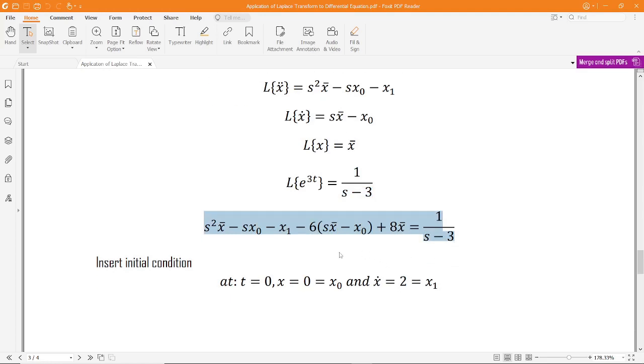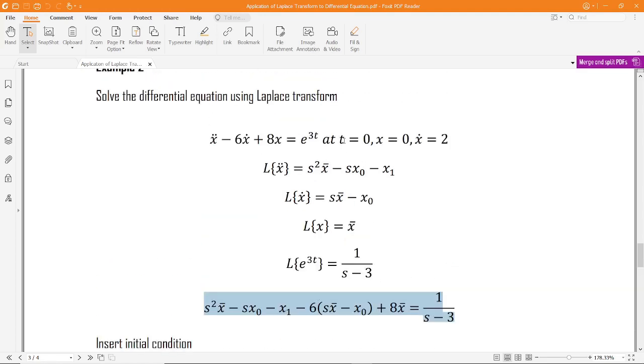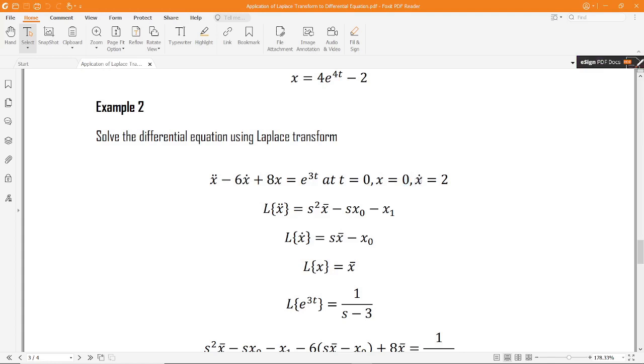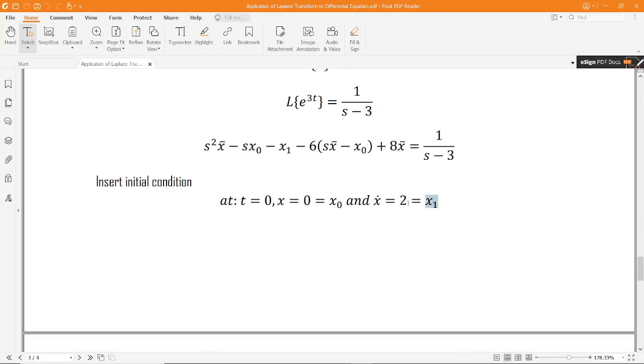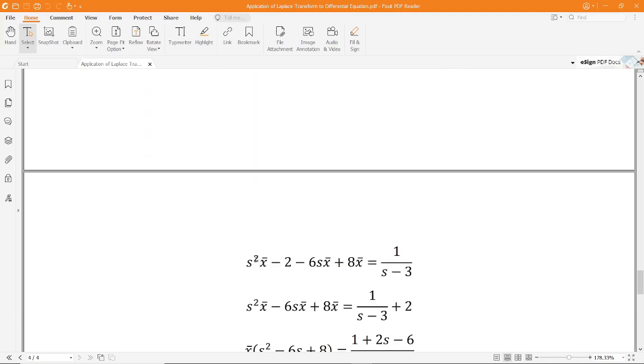So the next thing, our initial conditions at time t equals to 0, we know that x is the same thing as x naught, which is equals to 0, and we know that x dot at time t equals to 0 for the initial condition is the same thing as x1. So x1 equals to 2. So that is what has been put here. At time t equals to 0, x equals to 0, which is the same thing as x naught, and x dot equals to 2 which is the same thing as x1. So what will happen is to insert all of these initial conditions now into this expression that we have here, which is what has been done here.